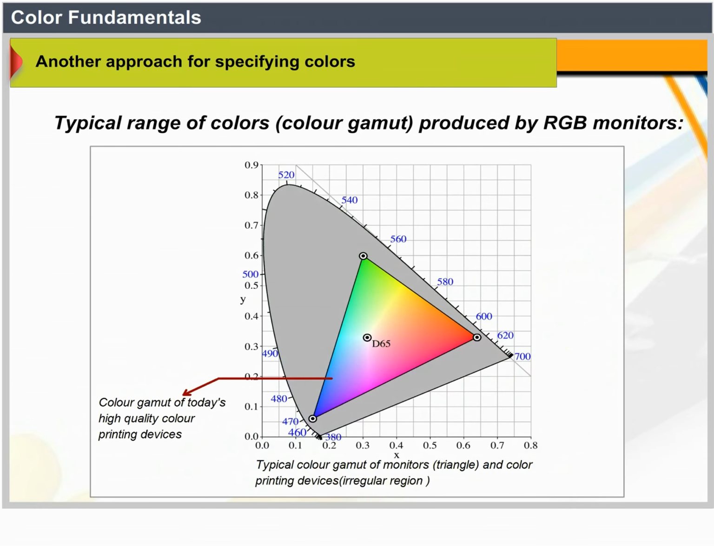Typical range of colors, the color gamut, produced by RGB monitors. The figure shows the typical color gamut of monitors, the triangle, and color printing devices, the irregular region.